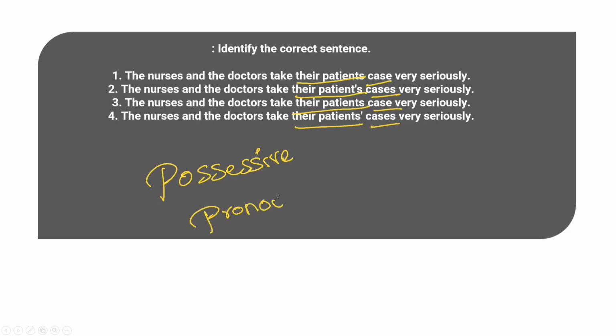And we know that in a possessive, you should have an apostrophe s. For example, let's take the name John. This pen, I'm sorry, this pen is John's. This is how we usually write.